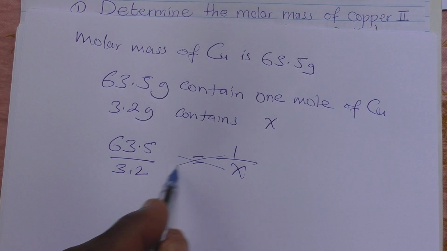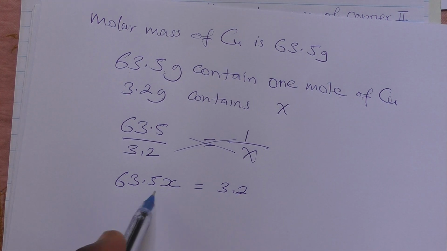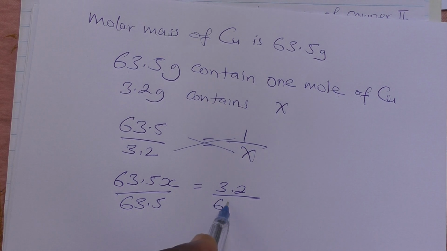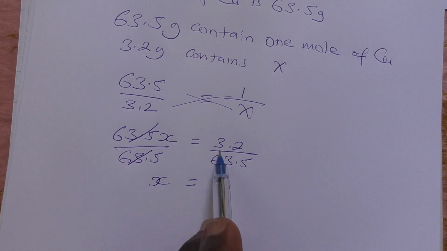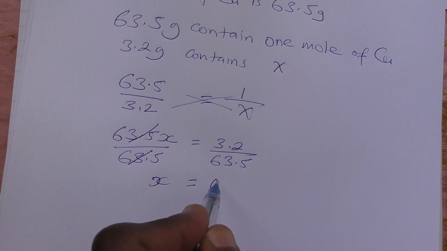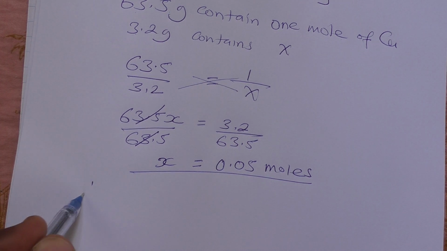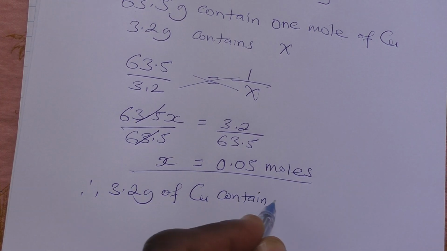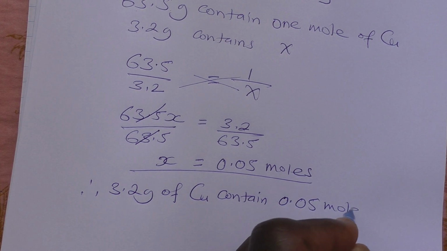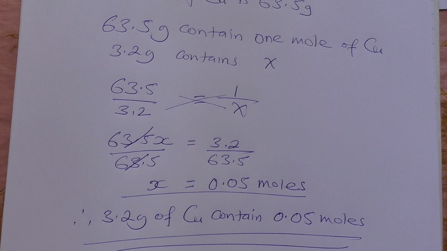Hence, when we cross multiply, we end up with 63.5x equaling 3.2. We divide by 63.5 and we end up with x as 3.2 divided by 63.5, which is 0.05. So those are the number of moles in 3.2 grams. We say therefore 3.2 grams of copper contain 0.05 moles. So that is how we can answer such a question if they are asking for the number of moles in a certain mass of a substance.